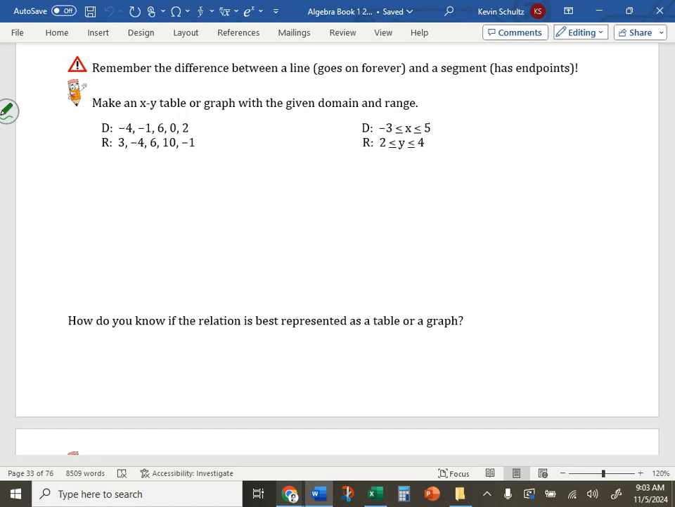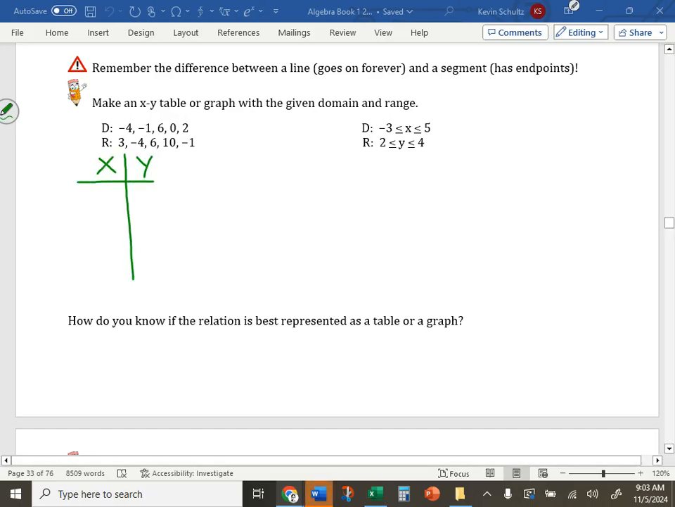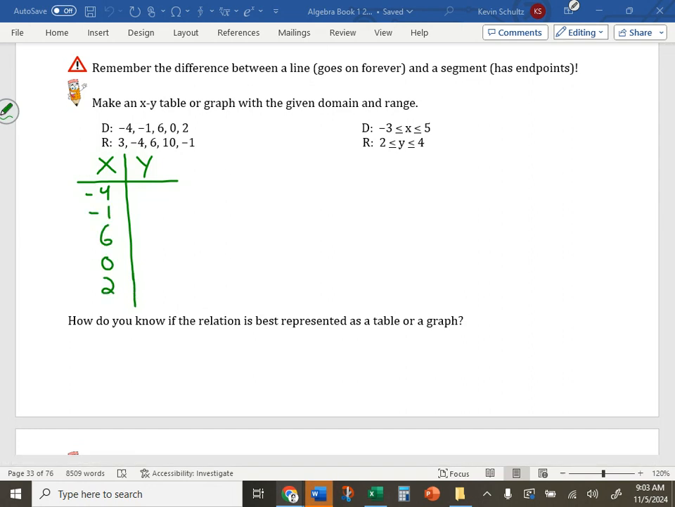Table. Numbers listed out with commas, what type of relation is that? Table. It's a table, okay? It's giving you specific values. So you would make a function table, an XY table. Your X values are -4, -1, 6, 0, and 2. Your Y values are 3, -4, 6, 10, -1. Just like that. A table is very straightforward.